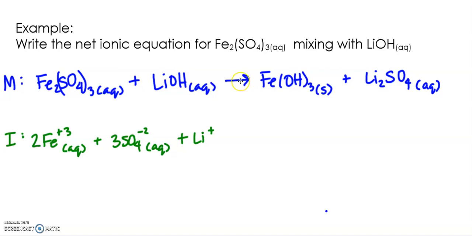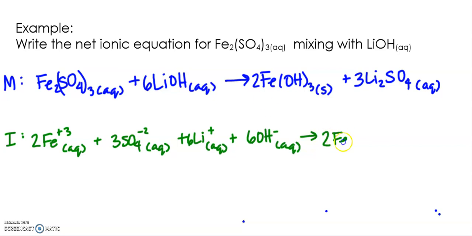So I need 2 irons. That will give me 6 hydroxides. So then I need a 3 here. Going back to my ionic equation, it's 6 lithium ions, 6 hydroxide ions. My solid stays the same. It doesn't dissociate as a solid. And then 6 lithium ions, and 3 sulfate ions.